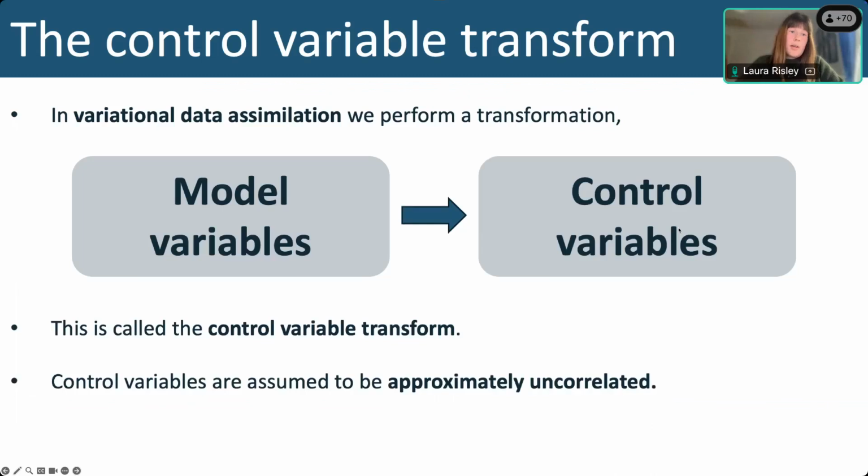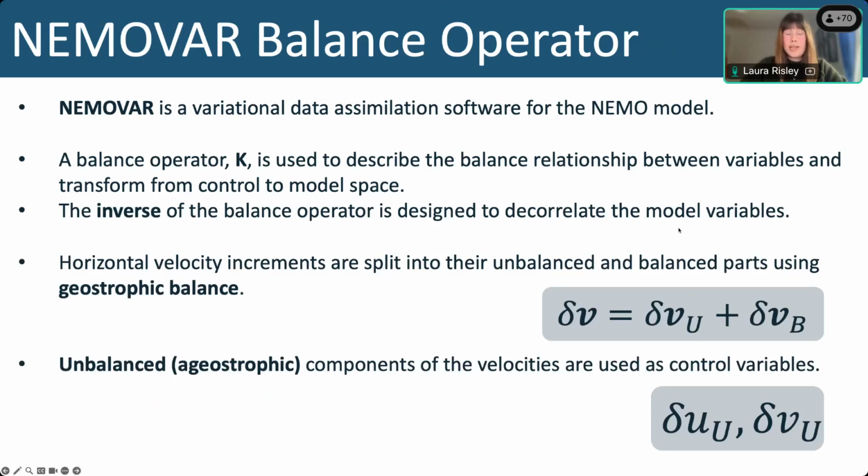Just a quick bit of background. In variational data assimilation, as I'm sure most of you know, model variables are transformed to control variables, and these are assumed to be mutually uncorrelated in the background error covariance formulation. In particular for NEMOVAR, which as I said is the data assimilation software we use for the NEMO model, which is used at the Met Office and ECMWF.